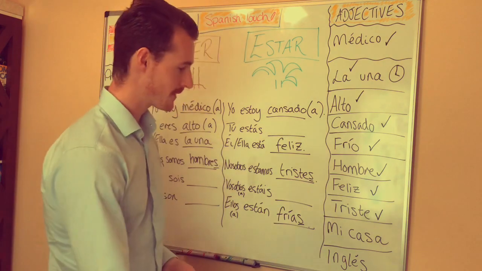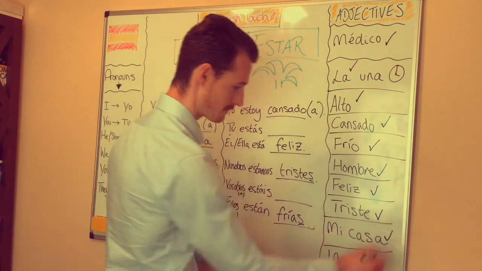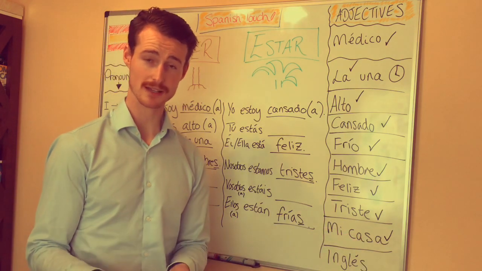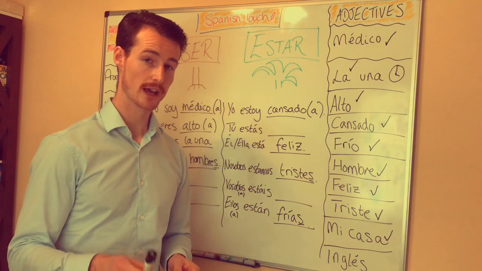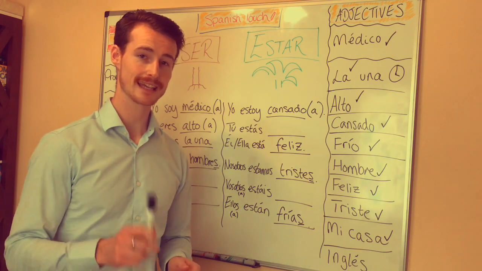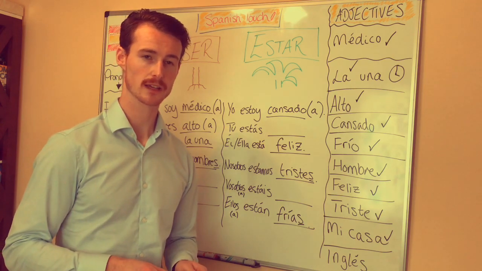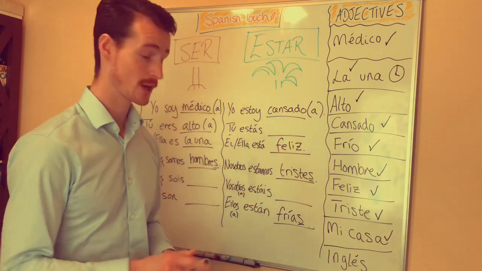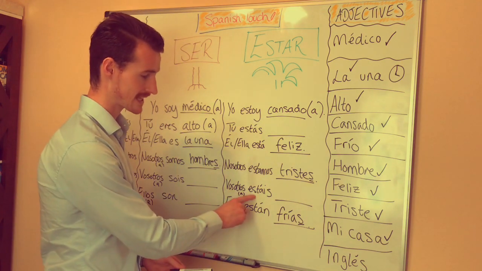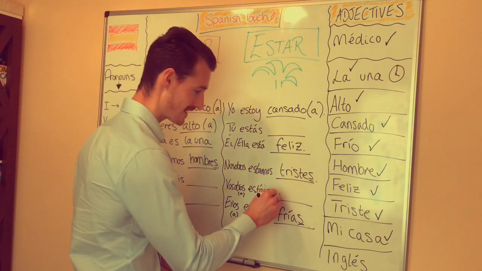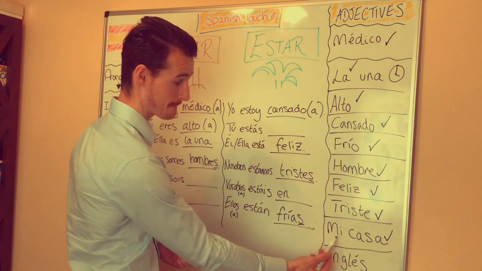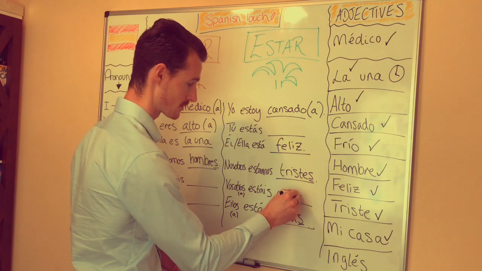Okay, next we have mi casa. Mi casa. In English, my house, okay? Mi casa es su casa. Now imagine that a group of you are in the house together, okay? Two or more people. I could say, you are in the house. Vosotros estáis en, now imagine it was my house. En mi casa, my house.